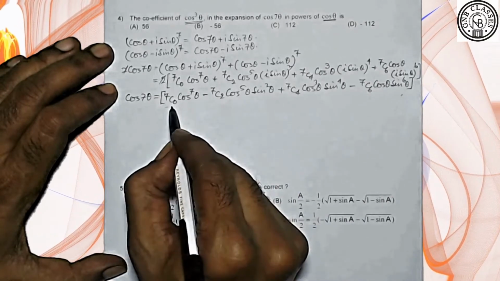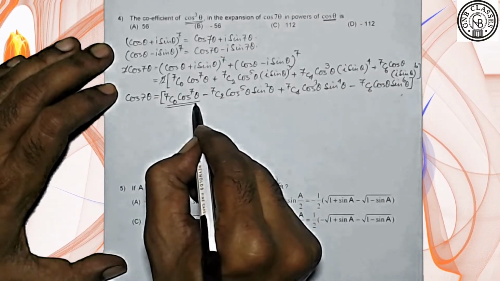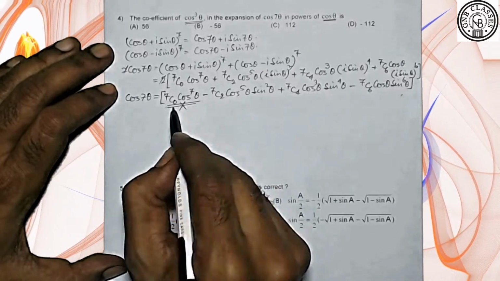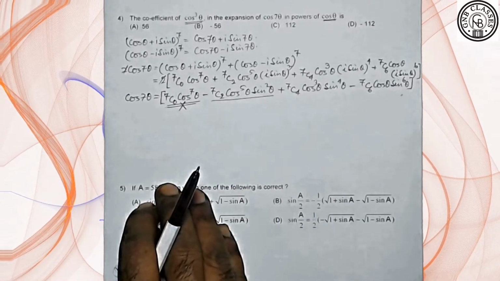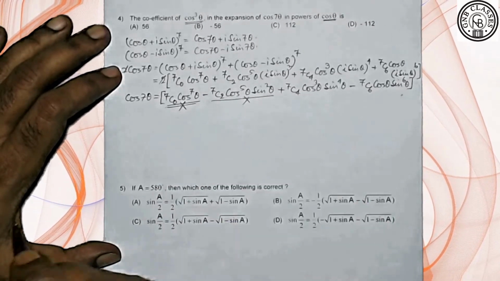Now look carefully. From here, we are not going to get cos cube theta, so we can reject this term. From here also, we are not supposed to get any term which will contain cos cube theta. So I am not considering this term.